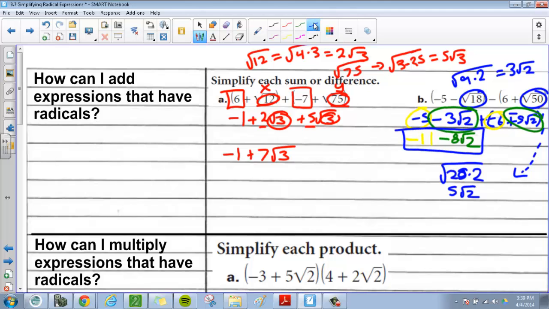There you go. So that's how you add and subtract expressions that have radicals in them. Sorry, that's what I meant to say.